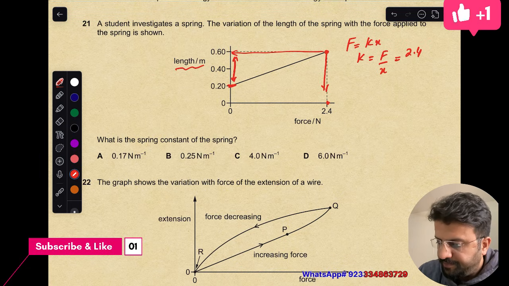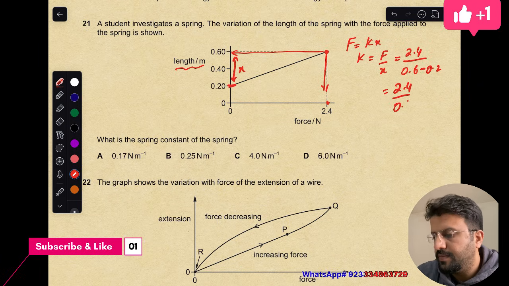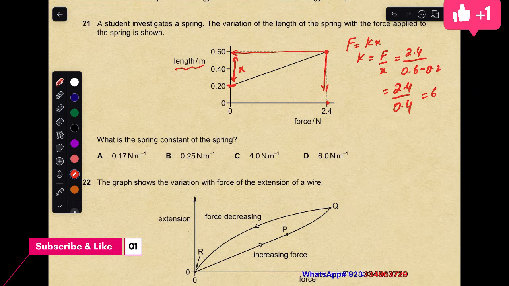So it will be 0.6 minus 0.2, 2.4 divided by 0.4. That thing will give you 6. Okay, so it's option D.